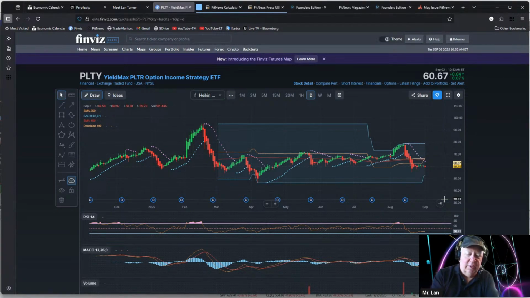We're going to take our little calculator, and we've all done this math a million times in this class. We're going to take $10,000 and invest it into PLTY. So $10,000, and then we're going to divide that by the current share price, $60.61. That gives us 164. So now we have 164 shares. That's how many shares we can get with $10,000.